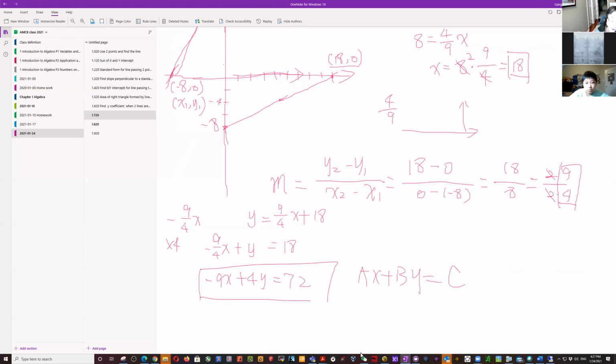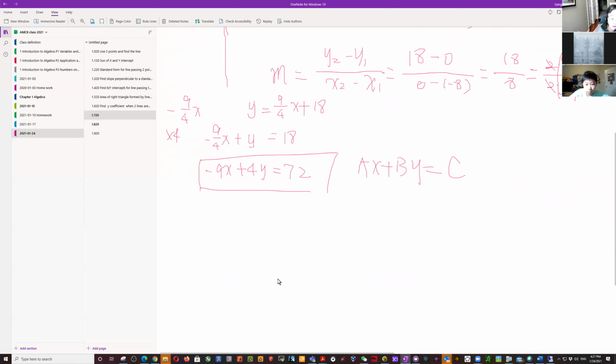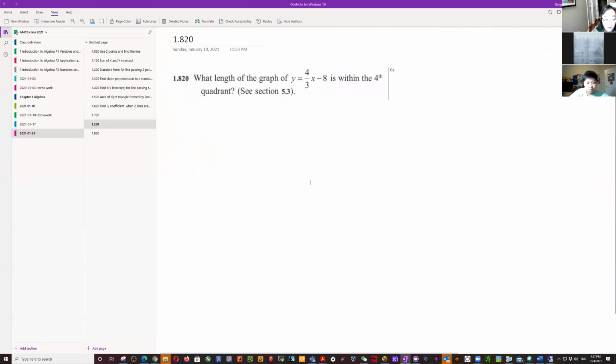And sometimes, if you don't like the equation to start with a negative, you can actually do it this way. You can say 9x minus 4y equals negative 72. So both are right. And so let's try to do this problem.